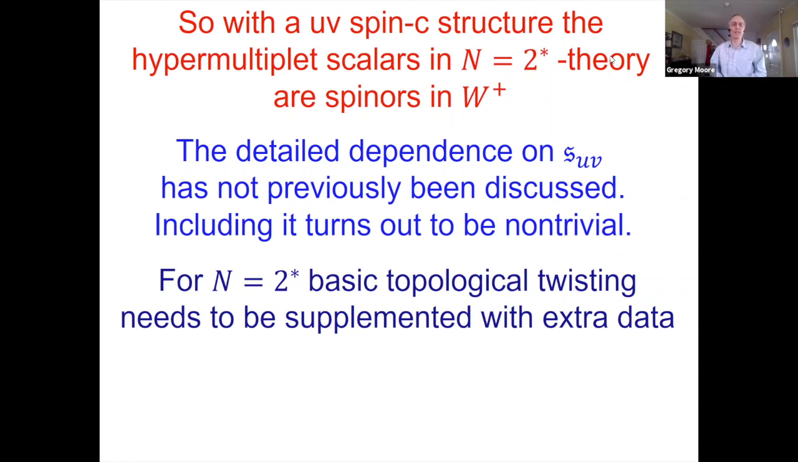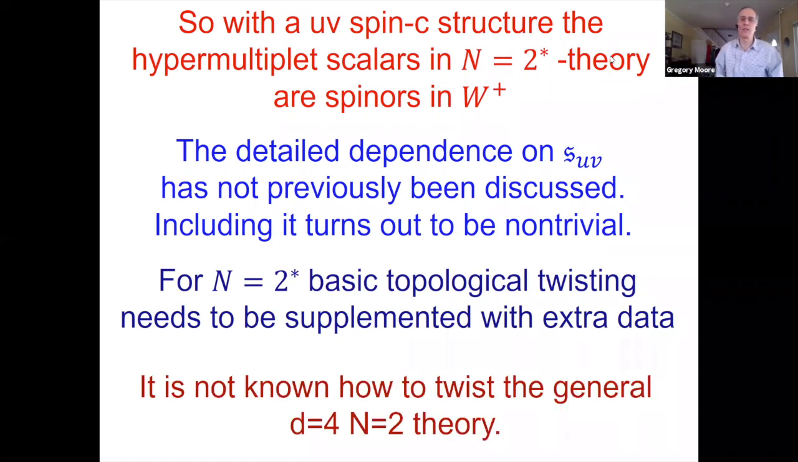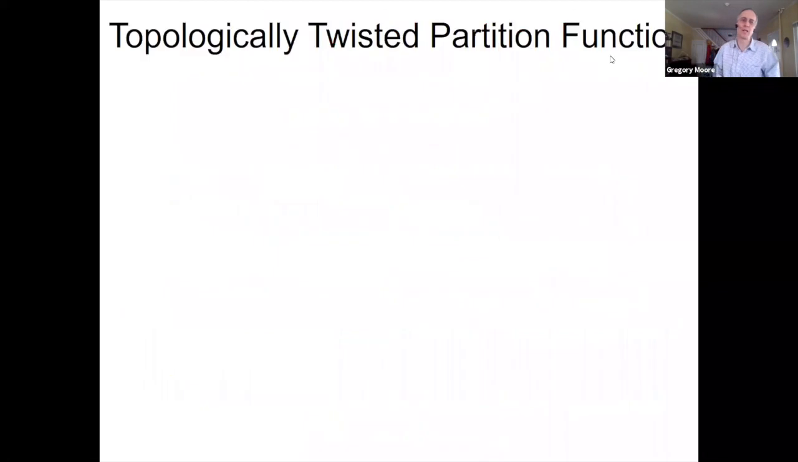Now, there's an interesting lesson here. For the N=2* theory, you see the basic topological twisting of Witten needs to be supplemented with extra data. In this case, it's that spin C structure. And it's not known, at least not to me, how to twist the general 4-dimensional N=2 theory. So it's clear that you have to introduce extra data, and I understand it in some cases, but say for the general class S theory, I actually don't know how to topologically twist the theory. That's one interesting open problem.